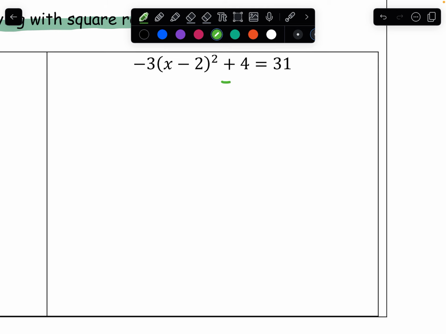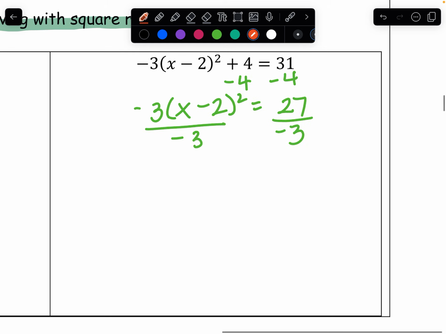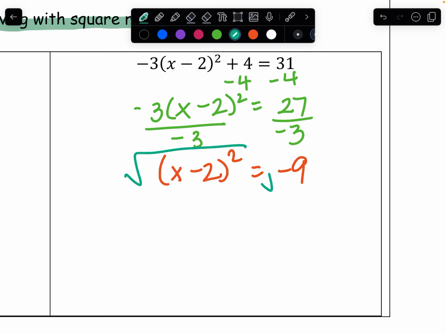So here we go. We're going to subtract 4 from both sides to get negative 3 times x minus 2 squared equals 27. Dividing by negative 3, so that way we can isolate our squared term, we get negative 9. We're then going to square root both sides to get x minus 2 equals plus or minus. Whenever we square root a number, we get plus or minus. Well, 9 is a perfect square, and it is going to become imaginary.